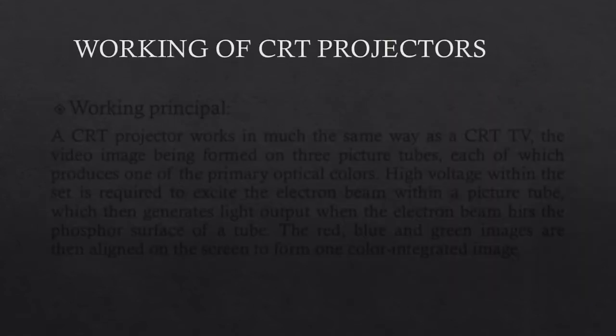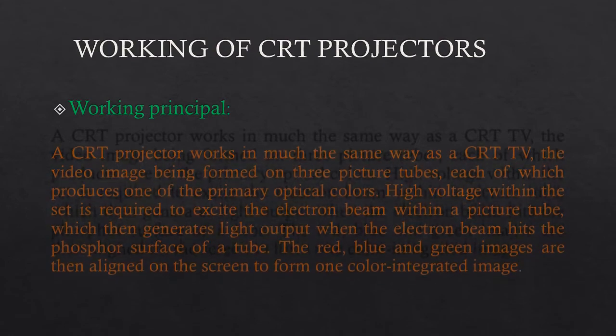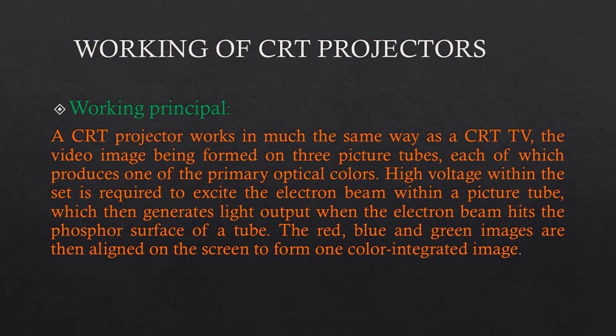Working of CRT projectors. Working principle. A CRT projector works in much the same way as a CRT TV. The video image is formed on 3 picture tubes, each of which produces one of the primary optical colors. High voltage within a set is required to excite the electron beam within a picture tube. We then generate light output. When the electron beam hits the phosphorus surface of a tube, the red, blue and green images are then aligned on the screen to form one color integrated image.